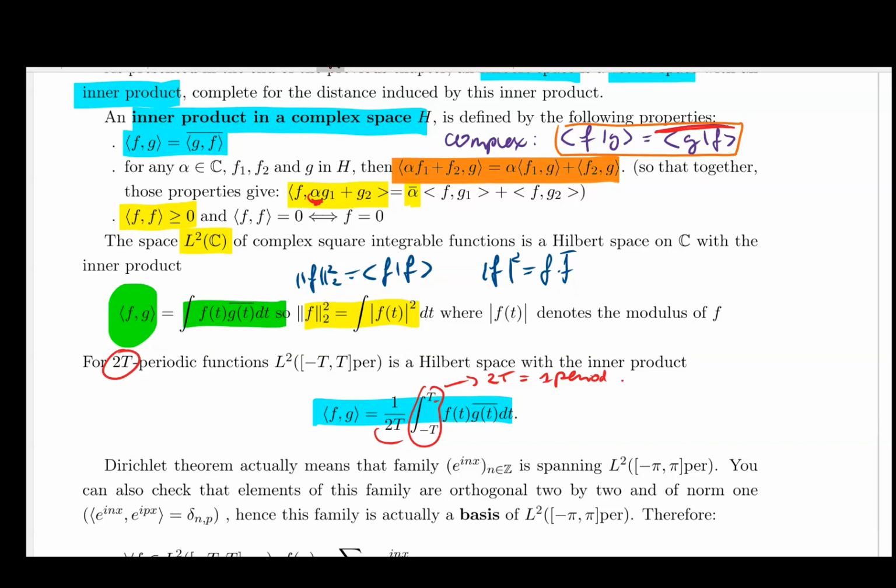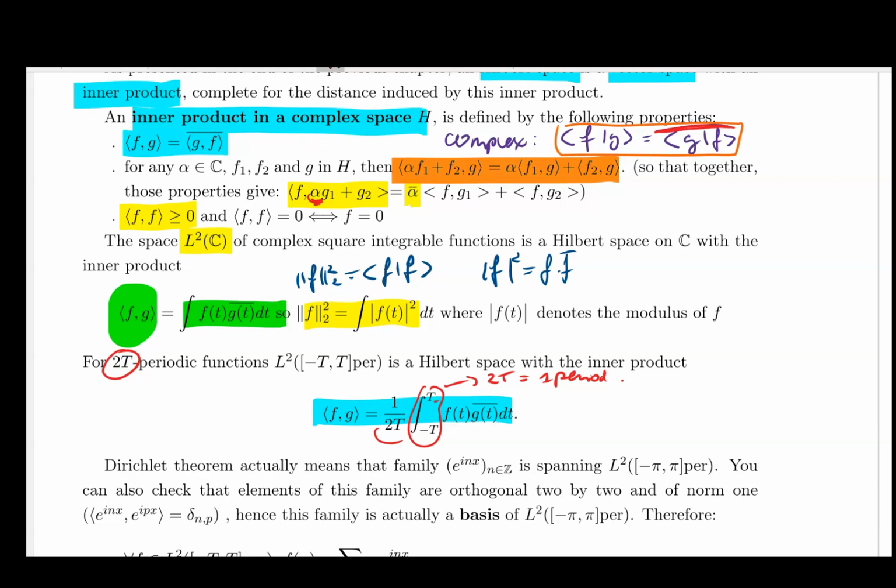That's the inner product we're going to use, and that has some importance for what's coming afterwards, because we're going to find some inequality, some equality, that relates the coefficients of the series and the L2 norm of the function.